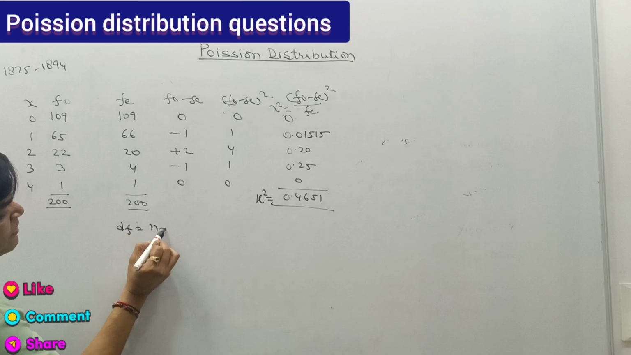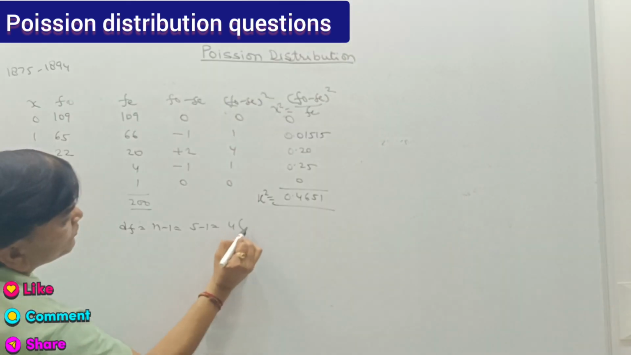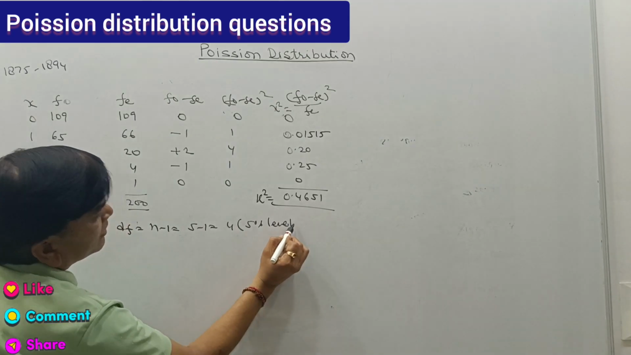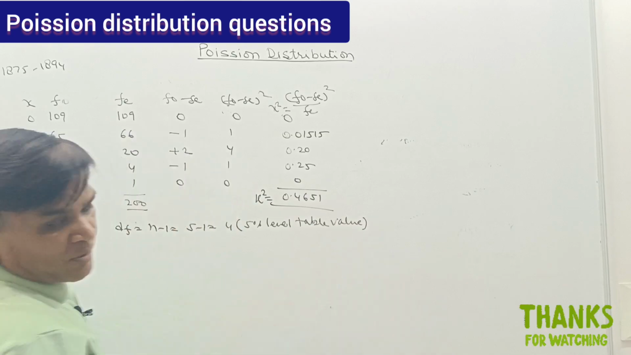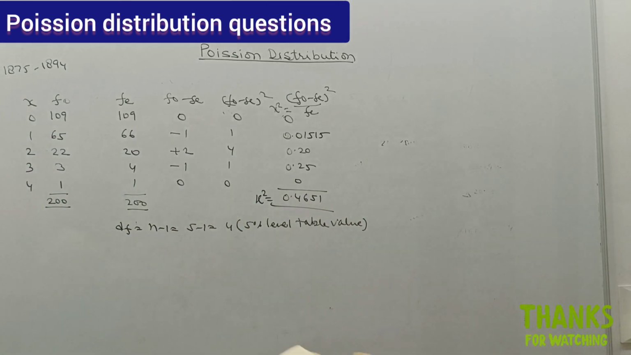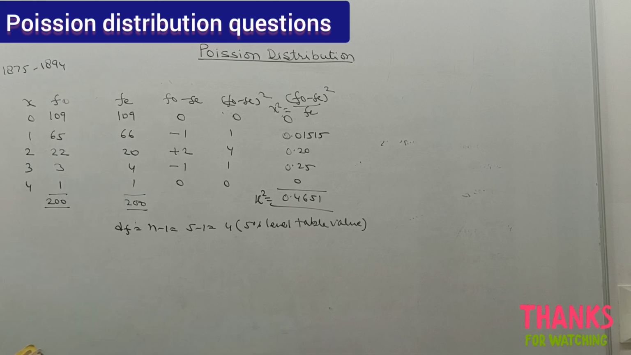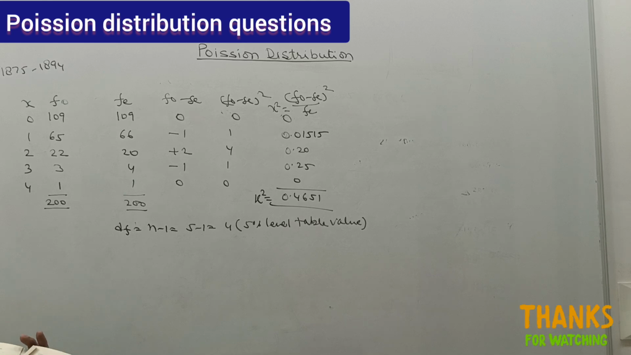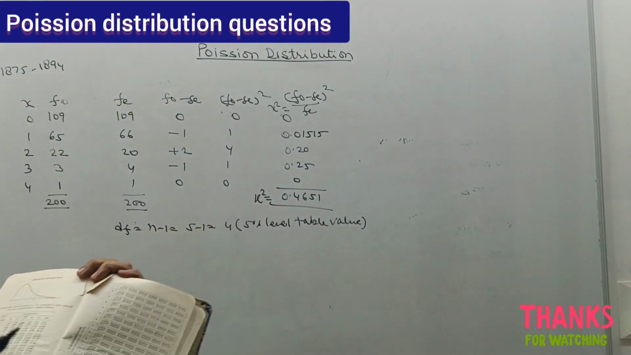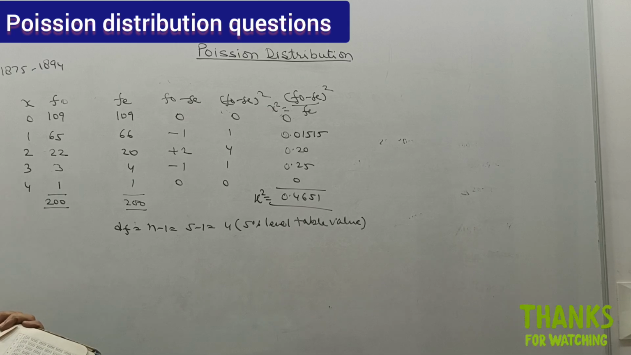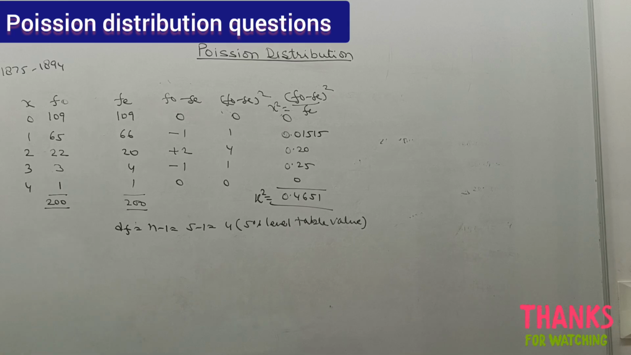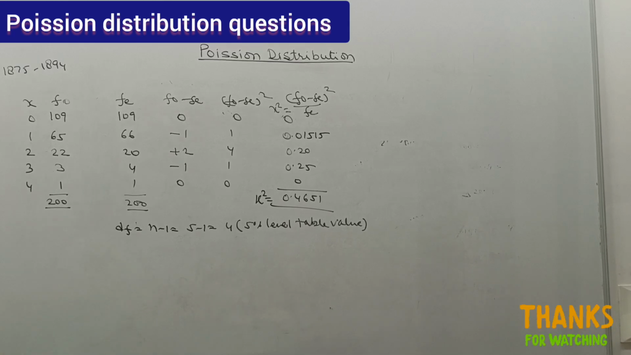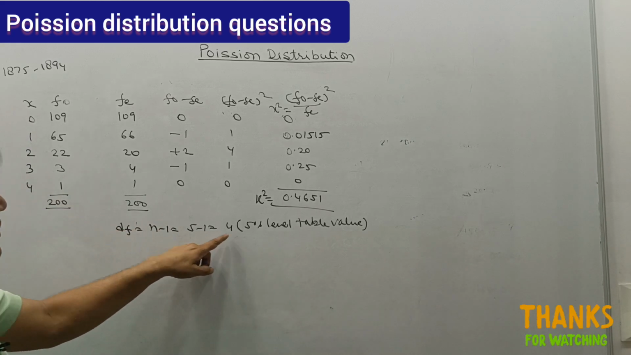Degrees of freedom is n minus 1, that is 5 minus 1, at the 5% level. Now the table value: we will see the table value of the chi-square test for 4 degrees of freedom. The chi-square table is also given in this. So for 4 degrees of freedom, the value is 9.488. Counting 1, 2, 3, 4, 5, so 5 minus 1 is 4.